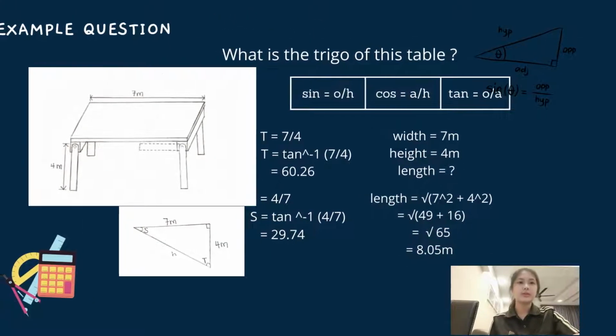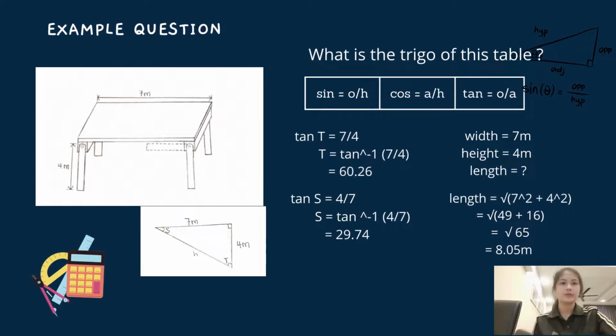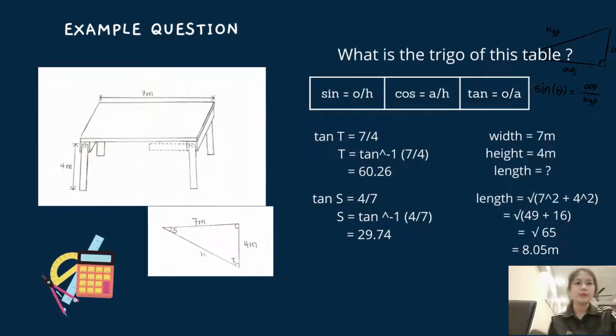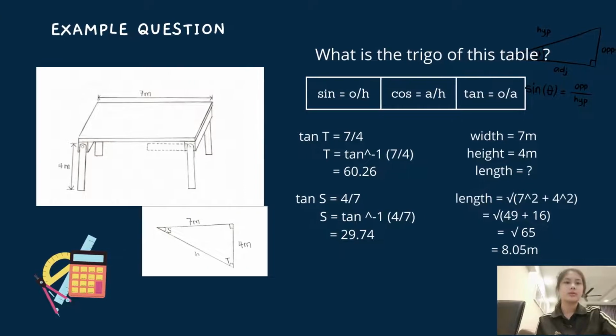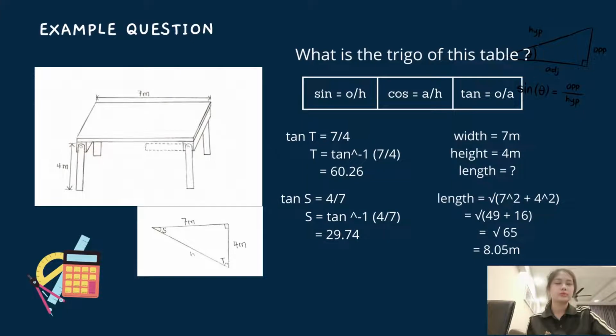Example question. What is the trigonometric ratio of this table? The table has about 7 meters of width and 4 meters of height. What is the length of the table? This is the solution of how we can solve this question.